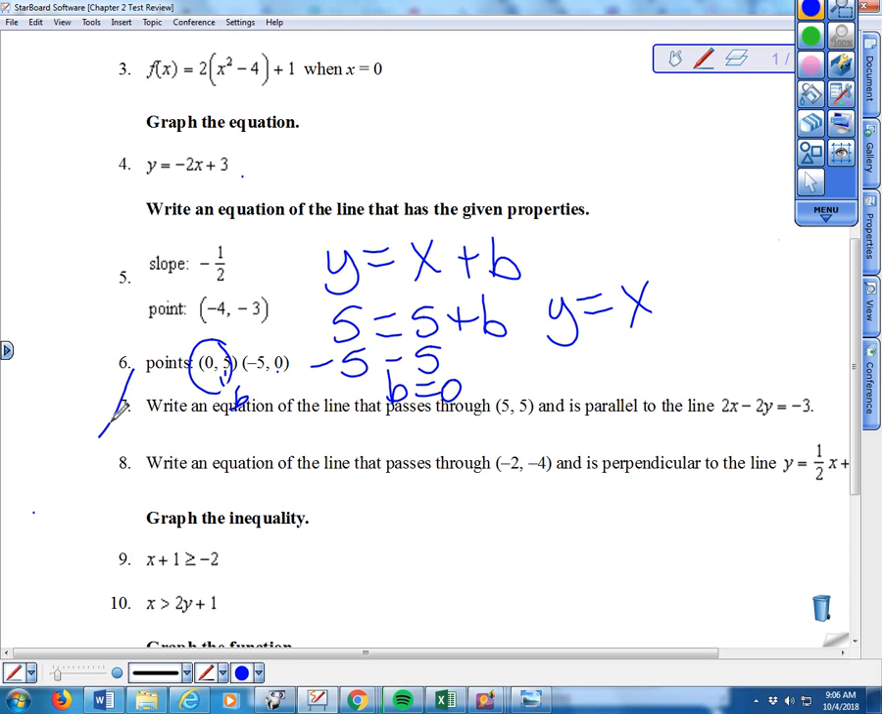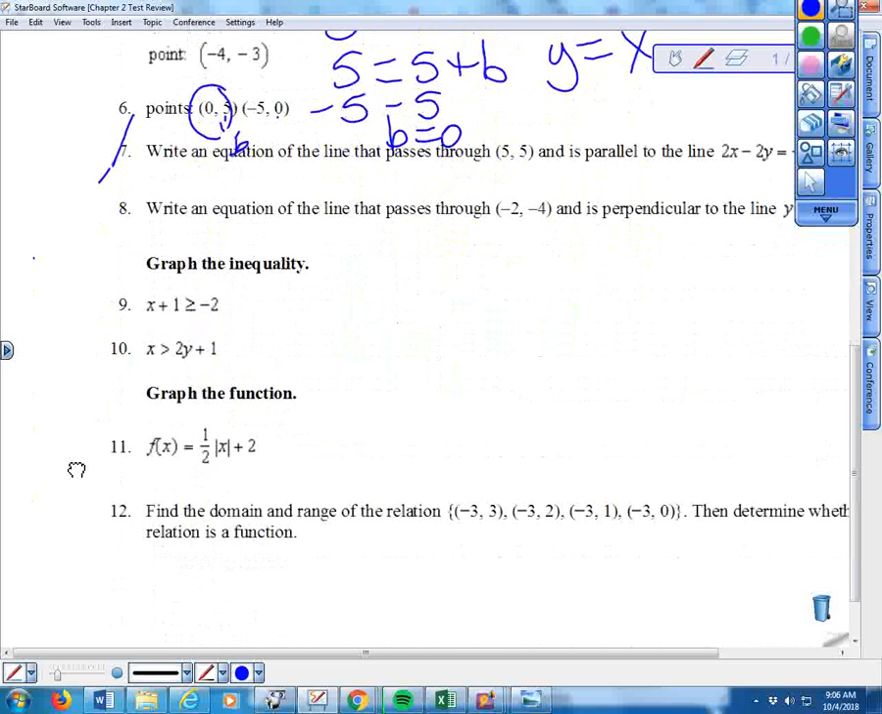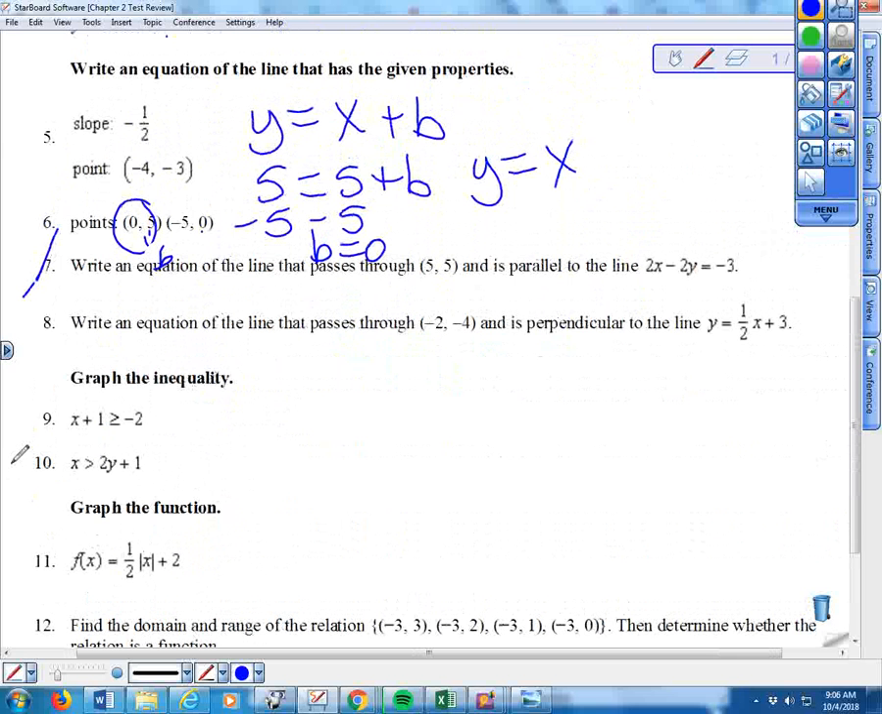This one, perpendicular. They give us it in y-intercept form, or slope-intercept form, which is nice. What is special about two lines that are perpendicular to each other regarding their slope? Opposite reciprocal. So the slope of this line is 1/2. What's the slope of a line perpendicular to it? Negative 2. Okay? So I have y equals negative 2x plus b.